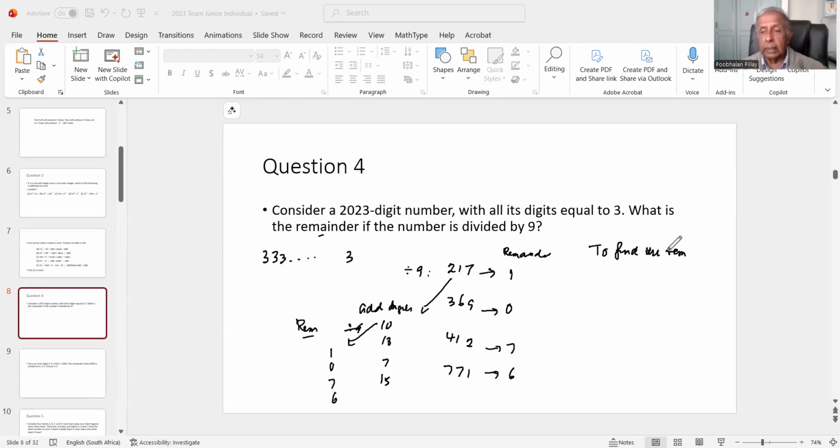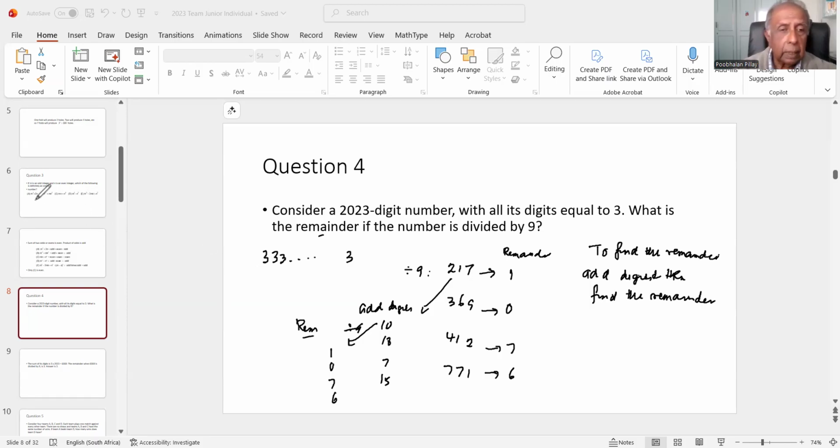So in other words, the quick way of finding the remainder is to add the digits, and then find the remainder. You might have to repeat this a couple of times, because when you add, if the answer is 22, for instance, then you have to add that again, right? And then you'll find the remainder.